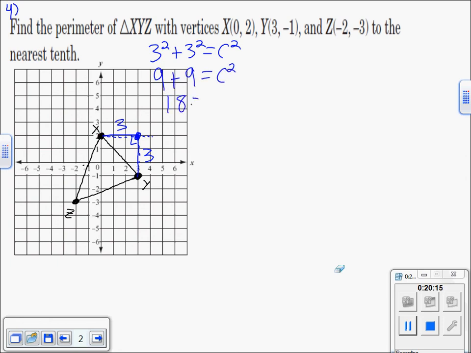So 3 squared is 9, so that means both of those are 9. 9 plus 9 equals c squared. Add those together, that's 18. Just like everything else, your last step is to do a square root. So the square root and the square cancel.